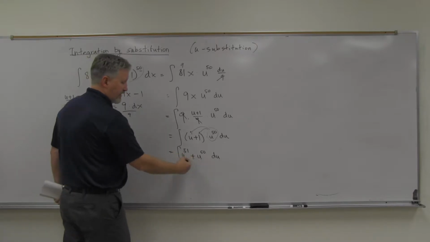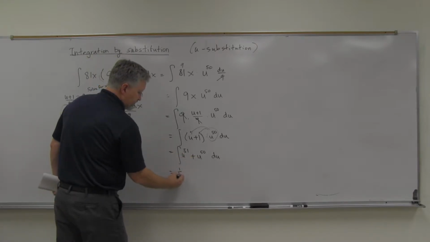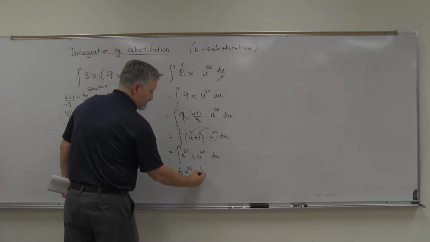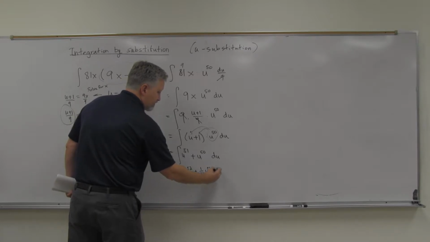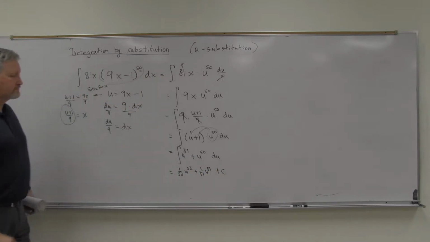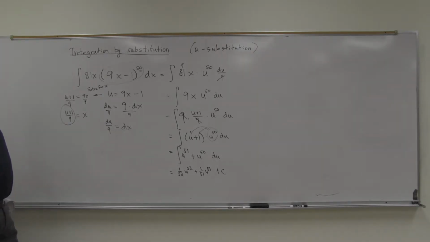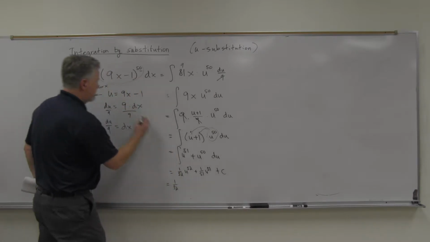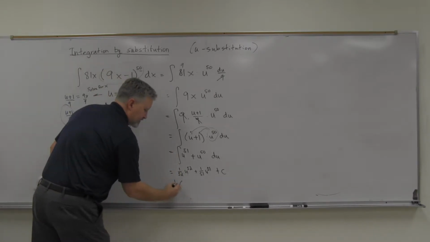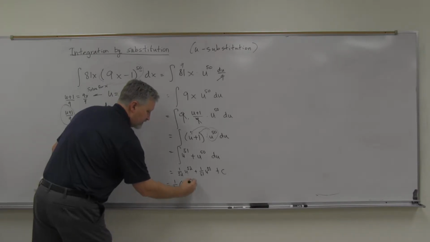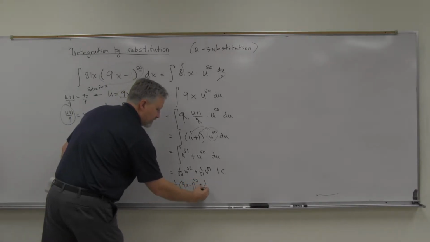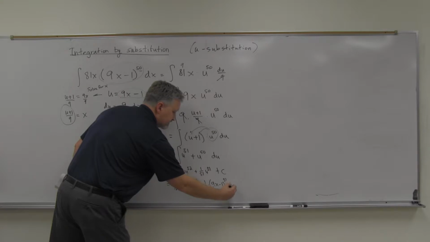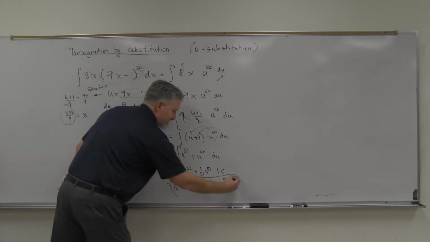It's just the antiderivative power rule now, it's just addition. So that'd be 1 over 52, u to the 52, plus 1 over 51, u to the 51, plus c, this is an indefinite integral. And then just last but not least, go ahead and change those back. Change the u's back to 9x minus 1 now. So it'll be 1 over 52, 9x minus 1 to the 52, plus 1 over 51 times 9x minus 1 to the 51, plus c. Yes?